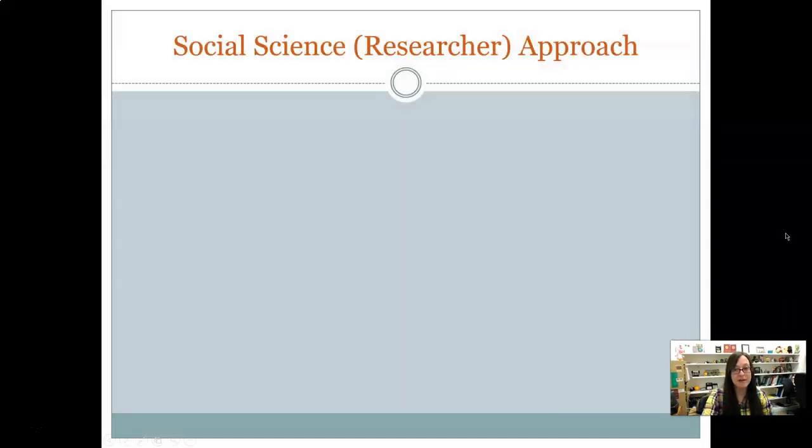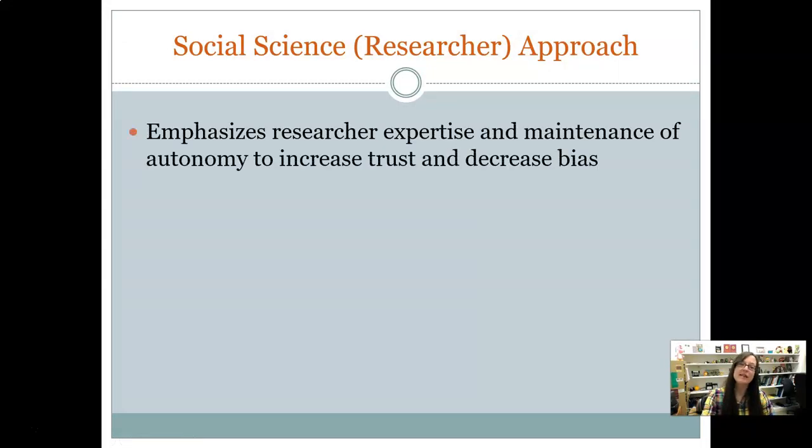But you could also have the researcher approach or the social science approach. And this is emphasizing the researcher's expertise, and they are saying, we know what we're doing, we have training specifically in this, we're going to ask these questions because these are the important questions. And they're going to maintain that autonomy to increase trust and also decrease bias. So if you take this approach, stakeholders are hands off. They're still providing the funding and the resources, but they're saying, you evaluate it as you would because you are the expert in this area.